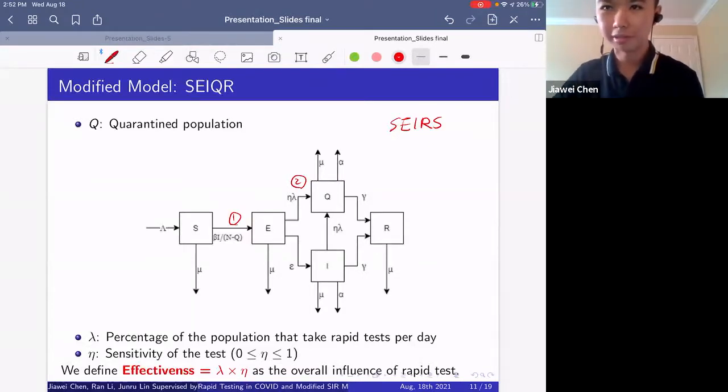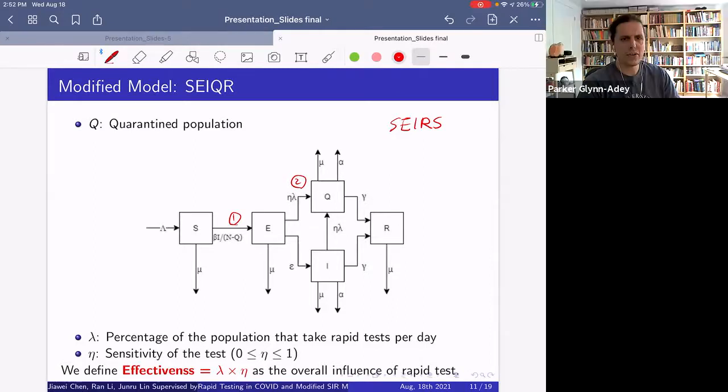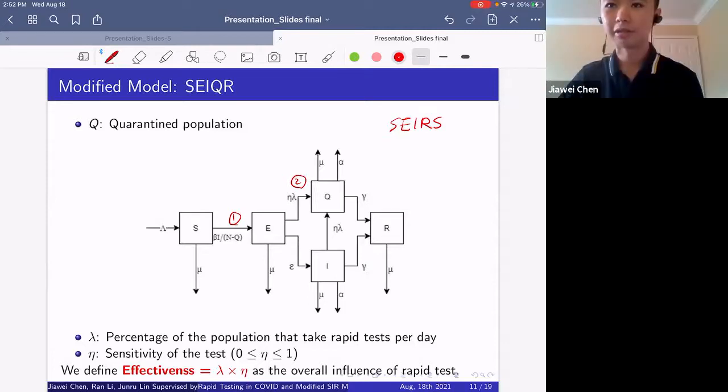Does that answer the question? Okay, thank you. Excellent, thank you. Are there more questions from the chat, or if people would like to unmute, they're welcome to ask live. Jess has said, very impressed how you interpreted the effectiveness and gave directions for the rate for rapid tests. Thank you. Thank you very much.